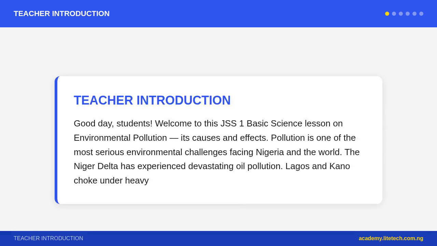Pollution is one of the most serious environmental challenges facing Nigeria and the world. The Niger Delta has experienced devastating oil pollution. Lagos and Kano choke under heavy air pollution. Rivers across Nigeria are contaminated by industrial waste, plastic, and agricultural chemicals. Understanding pollution is the first step towards protecting our environment.